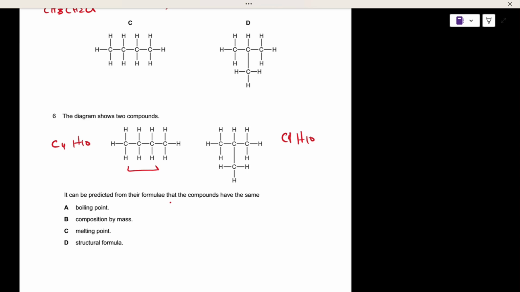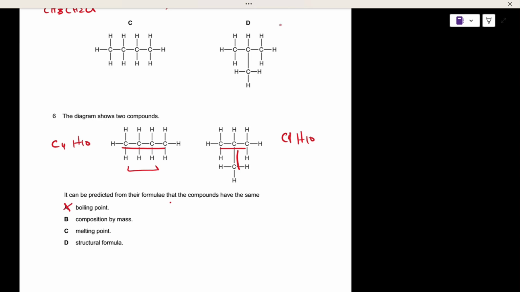Now you need to remember, once the carbon chain changes, because here you have a straight chain and here you have a branched chain, once the chain changes, the boiling point and the melting point are going to change. Because the molecule is now different. So this cannot be correct.